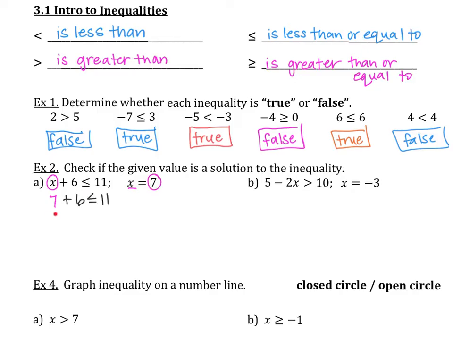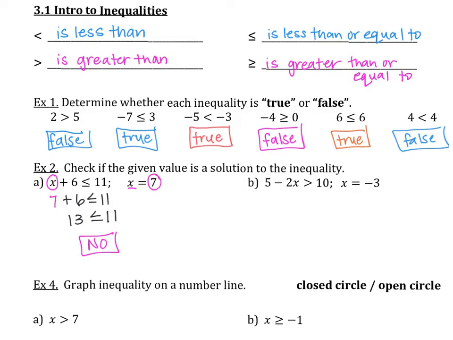And let me think about this. 7 plus 6 is 13. That's symbol 11. Okay, if I check that symbol, that's less than or equal to. Is 13 less than or equal to 11? It's not less than 11. It's not equal to 11. So no, this is not a solution to the inequality.